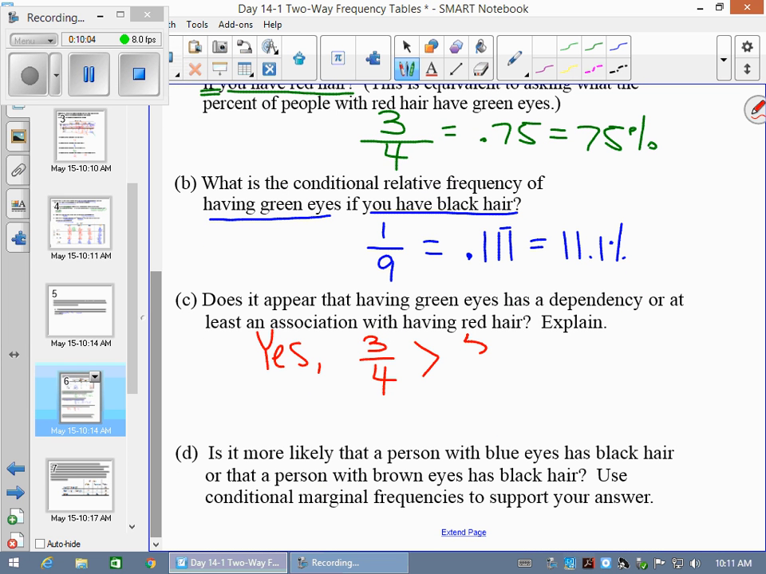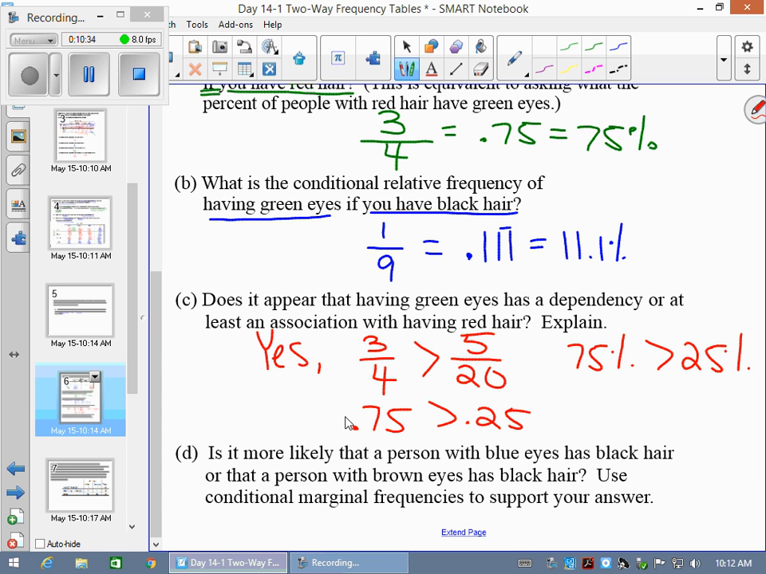So there's definitely some association here of having green eyes when you have red hair, or just in general having green eyes. And if it's a little easier, you could think about this in terms of a decimal or percent. This is saying 0.75 is greater than 0.25, or 75% of people that have red hair and green eyes is much bigger than just the 25% of people that just happen to have green eyes.